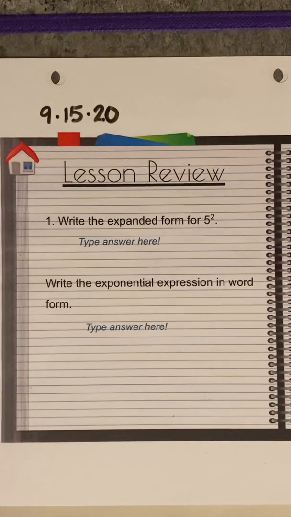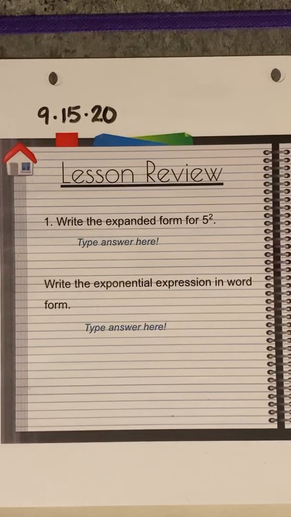All right, so lesson review. Number 1, write the expanded form for 5 squared, or 5 to the second power. Now, expanded form, if you remember, if you look back in your charts, is when you have your base written as repeated multiplication.